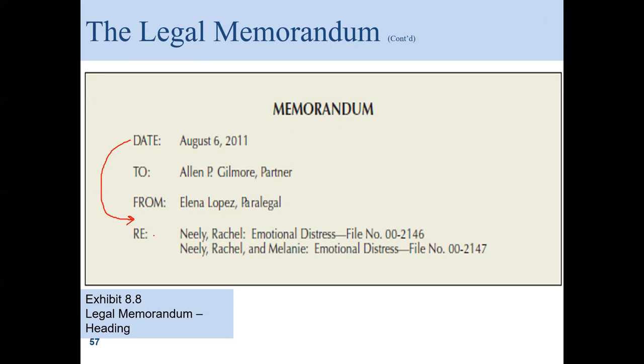Then we have the re section. This re section has the same type of problems that we had with our letter. It does a really good job of defining the file information, but it doesn't really tell you what the topic of the memorandum is about. We get a hint with the words emotional distress, but it would have been better to say, Re: the emotional distress claims of Rachel and Melanie Neely, and then have the file information. So this isn't maybe the best re line, but not terrible either.